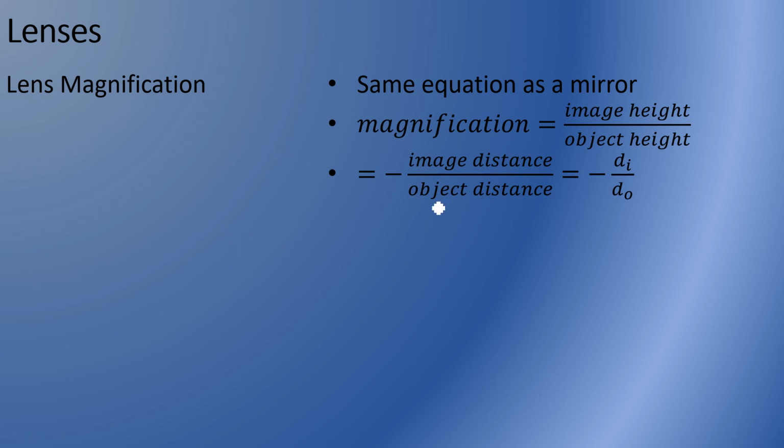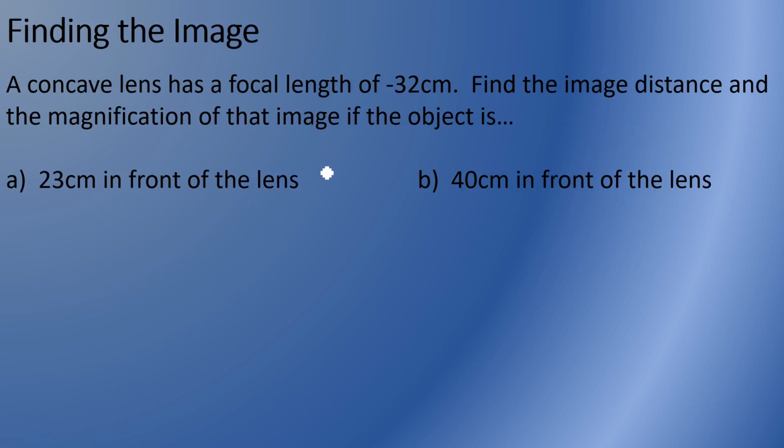Okay, so magnification actually is also going to work the same as for a mirror. So negative image distance over object distance will give us our magnification for our lens. Okay, so let's say we have a concave lens with a focal length of negative 32 centimeters, so somewhere over here, and we want to find the image distance and magnification if the object is 23 centimeters in front of the lens. So this is 23, and this is our negative 32.